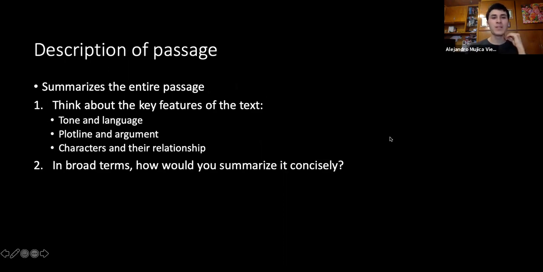Okay. Description of the passage. It's kind of confusing how this is different to the plot. What I see as the key difference is that the plot is only about the action, about the events specifically, whereas the description of the passage takes into account tone, characters, emotions. All of the elements of the writing are taken into account in a general description.